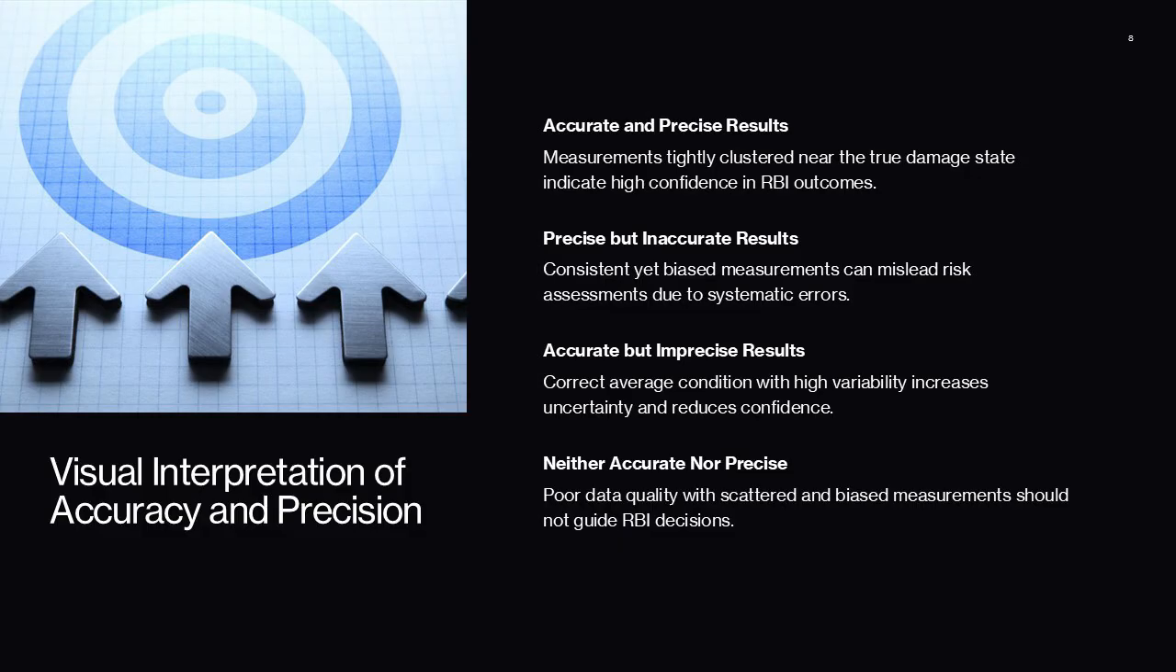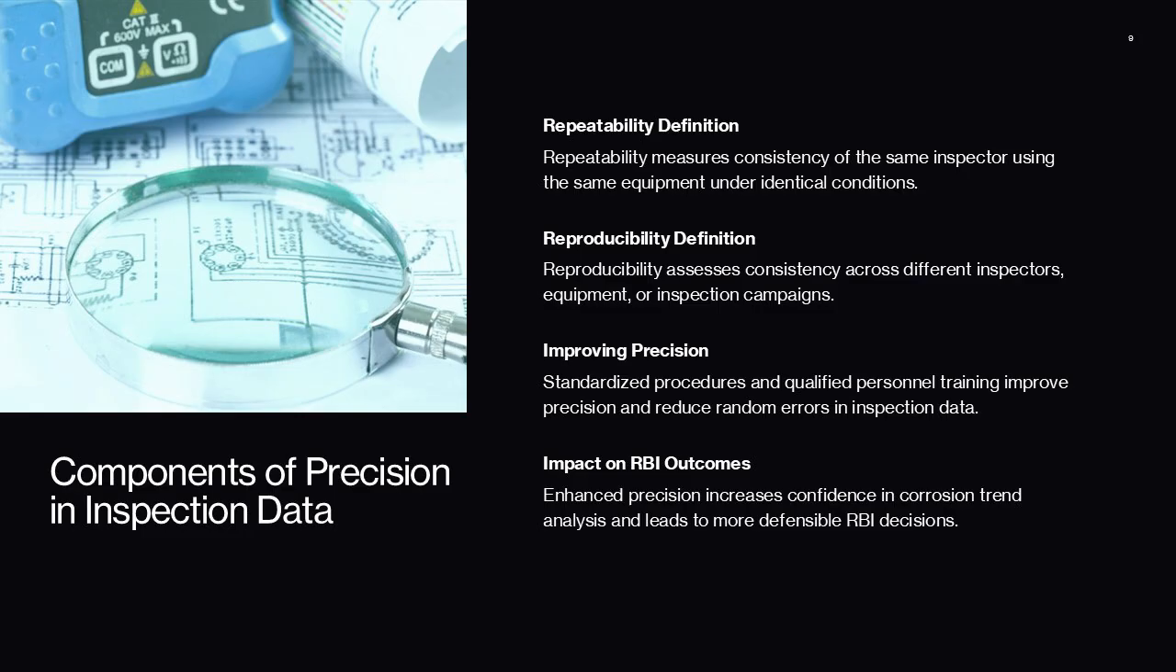Accurate but imprecise results indicate that while the average condition may be correct, high variability increases uncertainty and reduces confidence. Finally, results that are neither accurate nor precise represent poor data quality and should not be relied upon for RBI decisions. Such visual interpretations reinforce API's emphasis on understanding uncertainty and avoiding blind reliance on inspection numbers without considering their quality. Precision in inspection data can be further divided into repeatability and reproducibility.